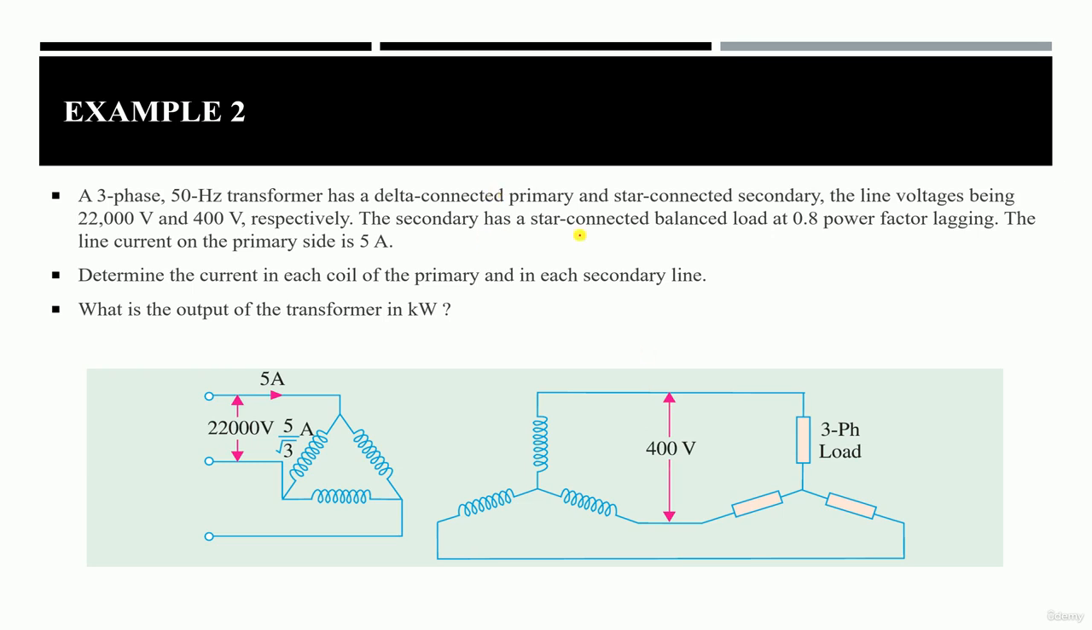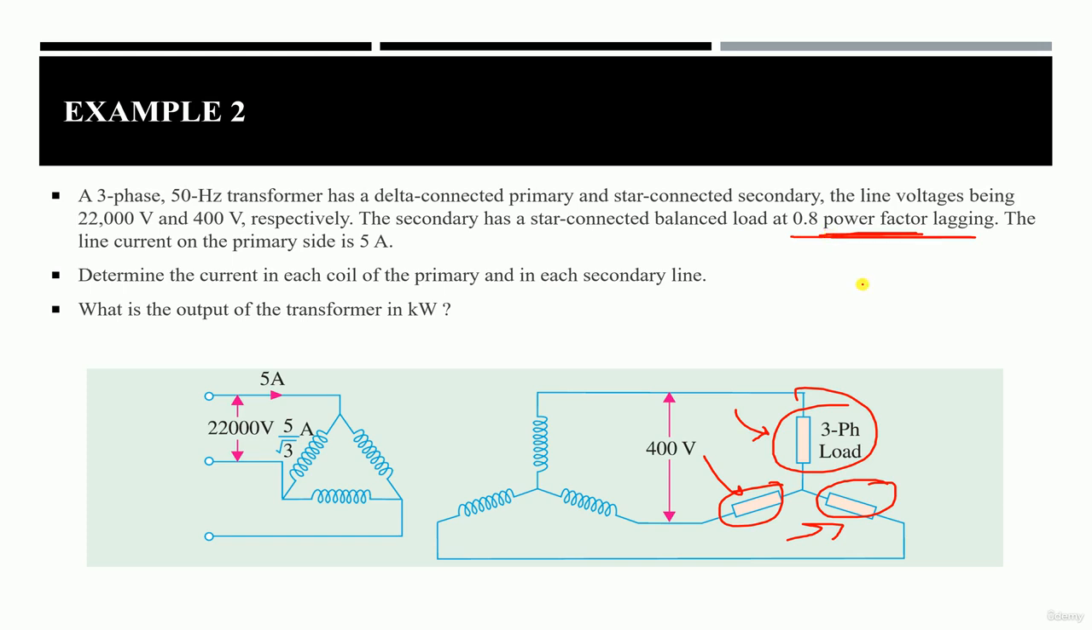The secondary has a star connected balanced load, so it has the same resistance and inductance, or the same impedance Z. This impedance equals this one equals this one. This means it is a balanced load. If these values are different from each other, it will be an unbalanced load. So it is a secondary with a balanced load at 0.8 power factor lagging. We will understand how we can use this later in the problem.